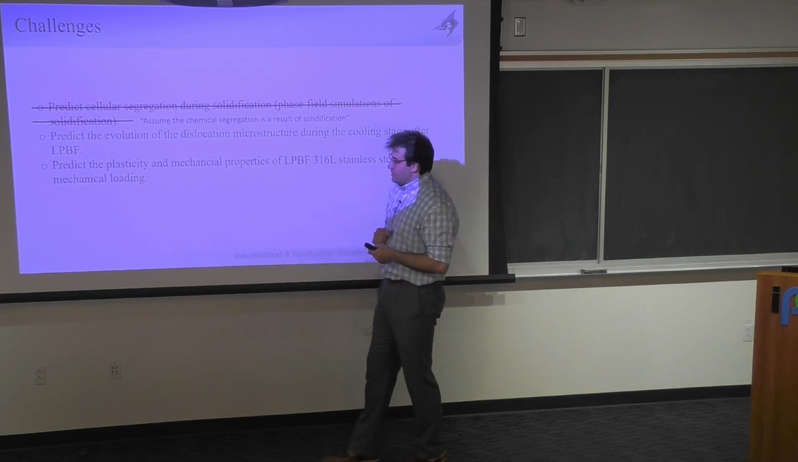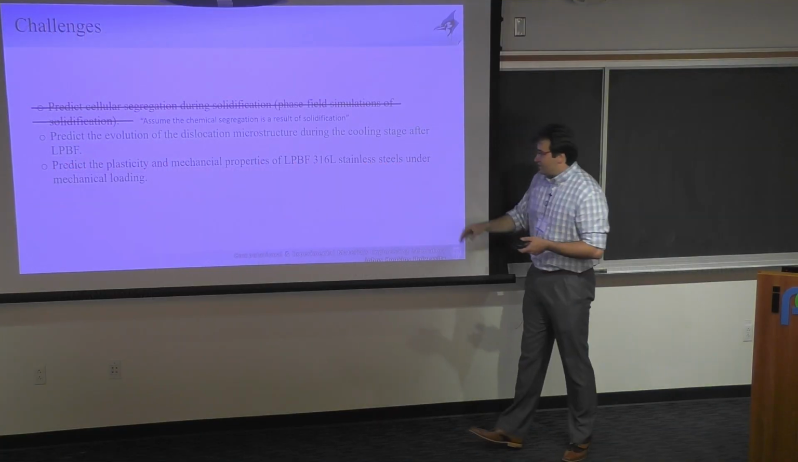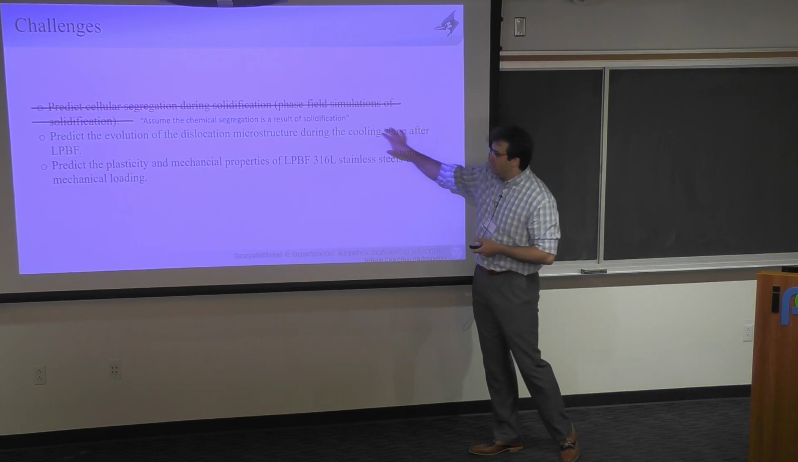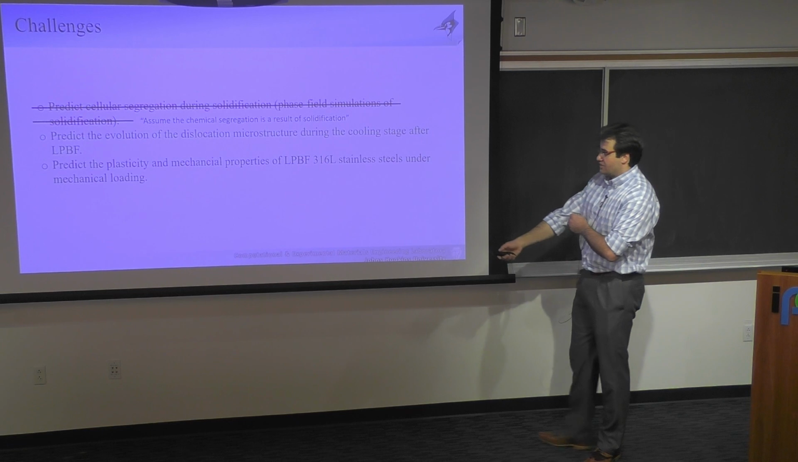The two questions that we could address are, one of them is related to, can we predict the evolution of these dislocation microstructures during the cooling down stage after you've done the one pass or multiple passes of this laser? And can we actually predict how these types of microstructure influence the mechanical properties? For the interest of time, what I'm going to be focusing on predominantly here is this green region, which is, can we actually predict this evolving dislocation structure?